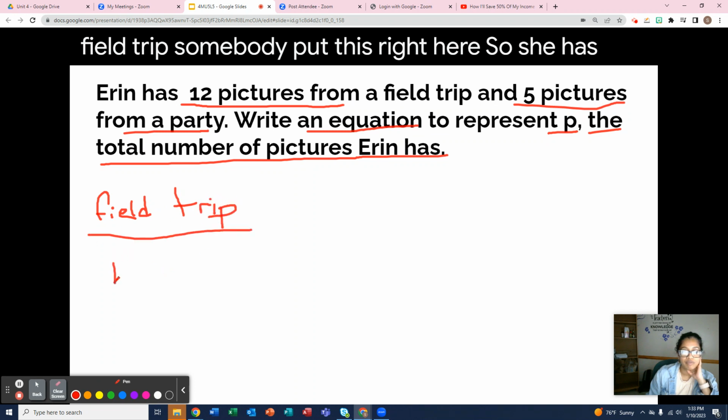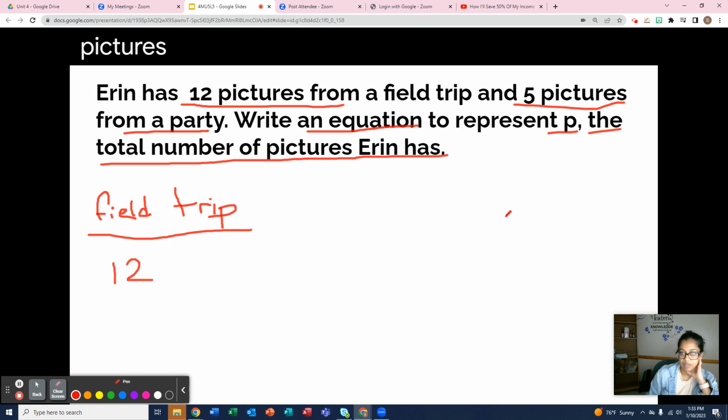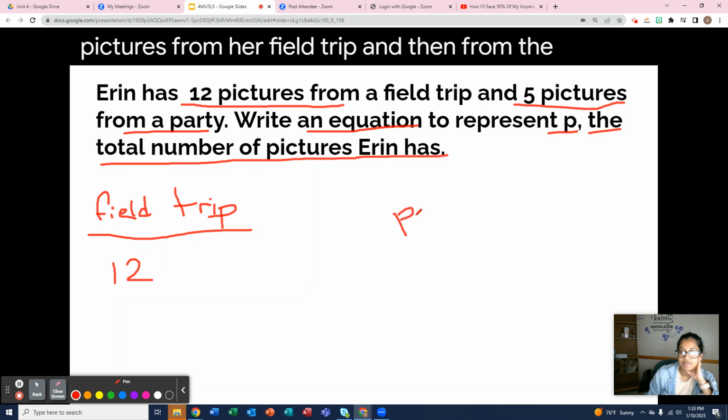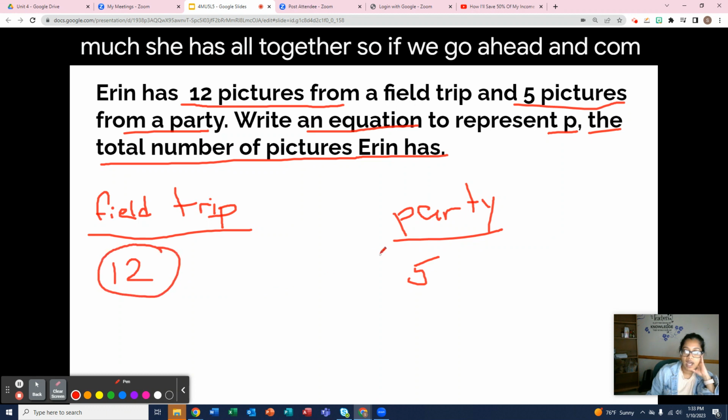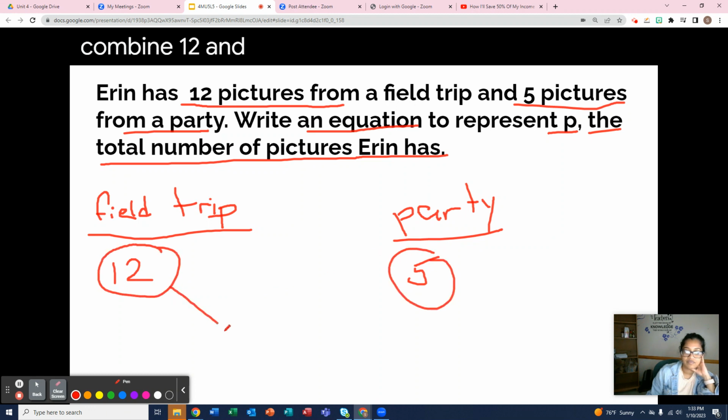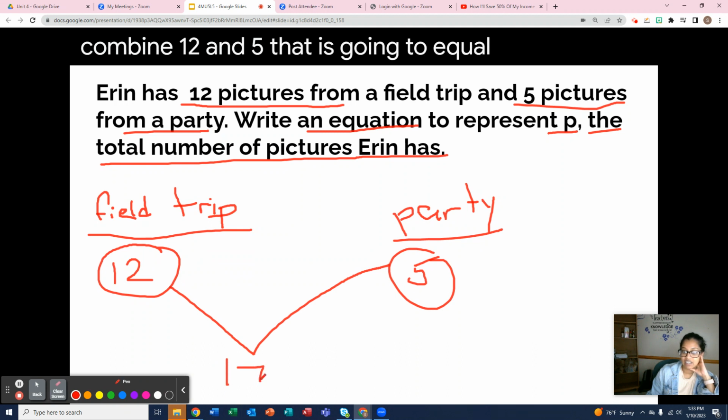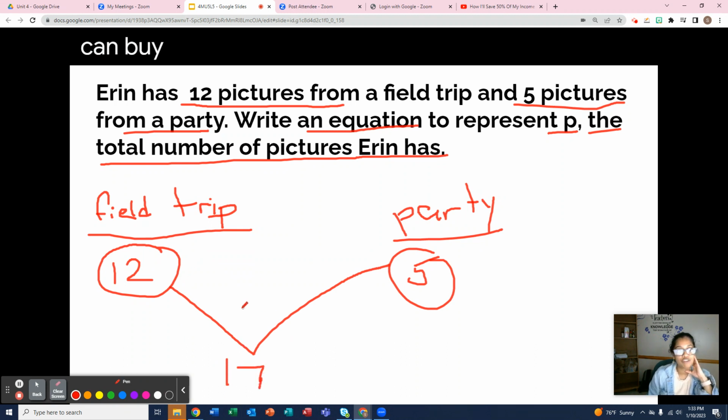So she has 12 pictures from her field trip. And then from the party, Aaron has 5 pictures, right? And we want to figure out how much she has all together. So if we go ahead and combine 12 and 5, that is going to equal 17, right? So we combine them together. 12 plus 5 is 17.